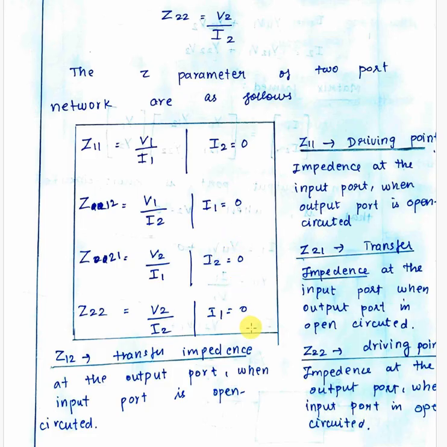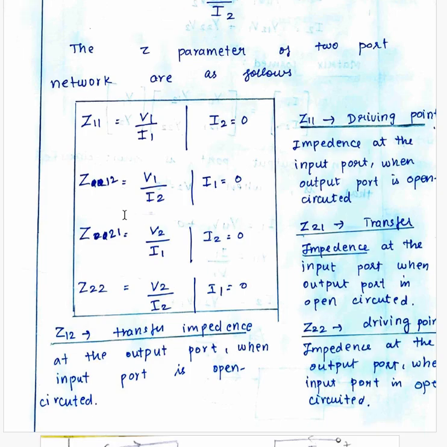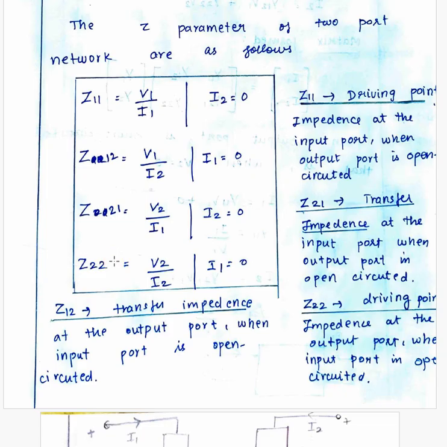The same thing will be repeated like this. Here we can term Z11 as the driving point and then Z12 will be termed as the transfer impedance, and then Z22 will be termed again as the driving point and then Z21 will be termed as the transfer impedance.